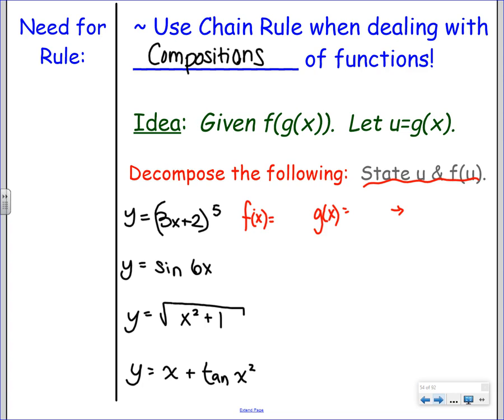Question, who would be on the inside of this guy? Who would g be? 3x. Yeah, 3x plus 2. And who would be on the outside? What was he plugged into? X. Does that make sense?